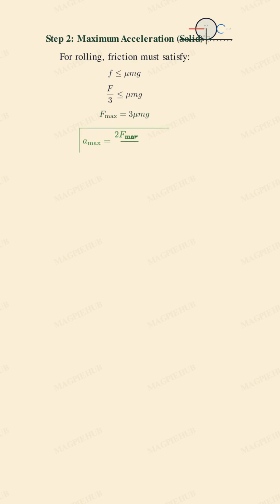Step 2, finding the maximum acceleration for a solid cylinder. For rolling without slipping, friction f must not exceed mu mg. We found f equals F over 3, so F over 3 must be less than or equal to mu mg. The maximum force is F max equals 3 mu mg. Substituting into a equals 2F over 3m, maximum a equals 2 times 3 mu mg over 3m, which is 2 mu g. Therefore, option B is correct.